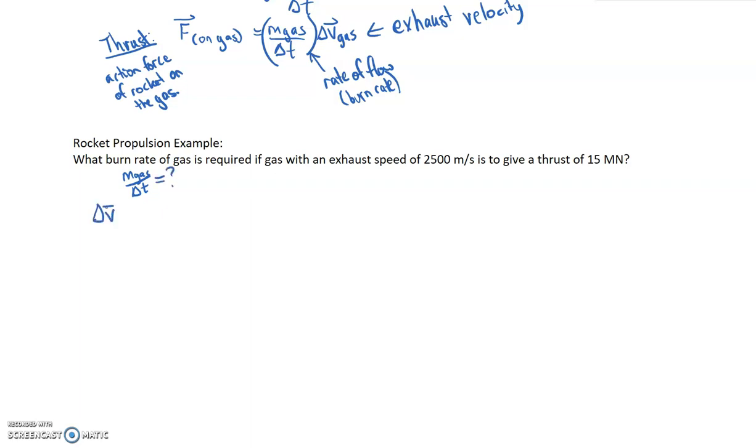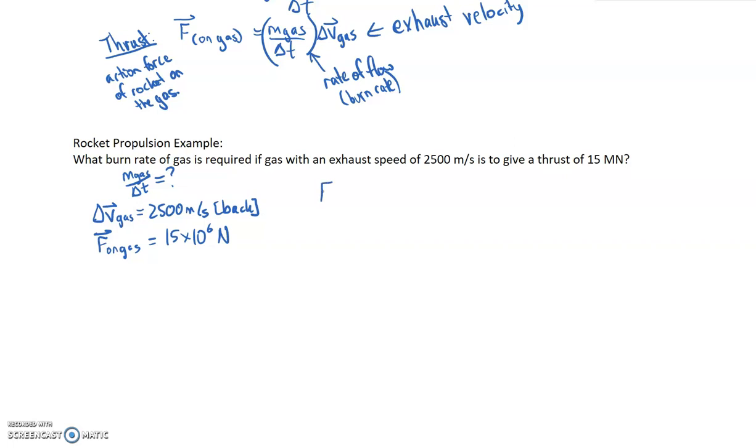We know that the exhaust speed, assuming that gas starts in the rocket with no velocity and then is shot off with an exhaust speed of 2,500 meters per second, means that the change in velocity of the gas is 2,500 meters per second, and that's going to be backwards because the gas is being shot in the reverse direction as you're trying to travel. The thrust is the force on the gas. That is going to be 15 times 10 to the 6 newtons, or 1.5 times 10 to the 7 newtons if you wanted to put it like that. But it's correct to say 15 times 10 to the 6 newtons as well.